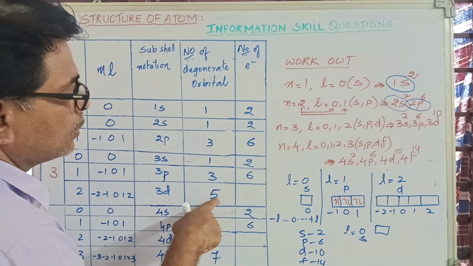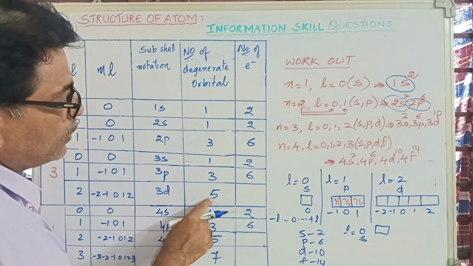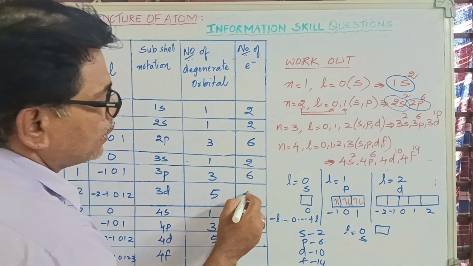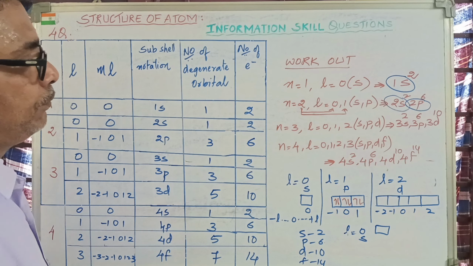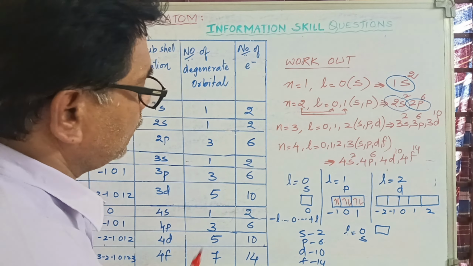D holds 10 electrons. Why? Because the number of degenerate orbitals is 5, and 5 twos are 10. So it is 10, and the last and final is 14, since 7 twos are 14.